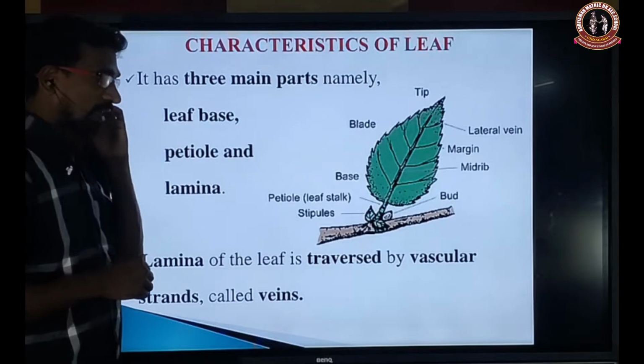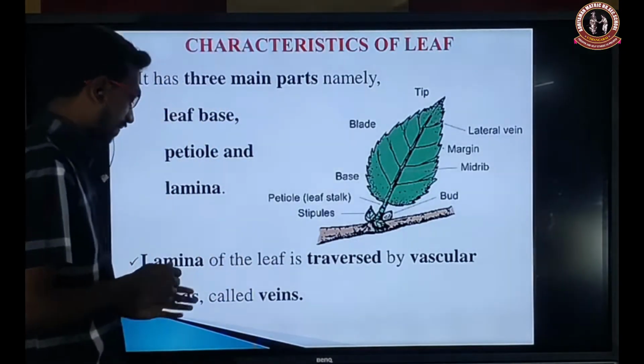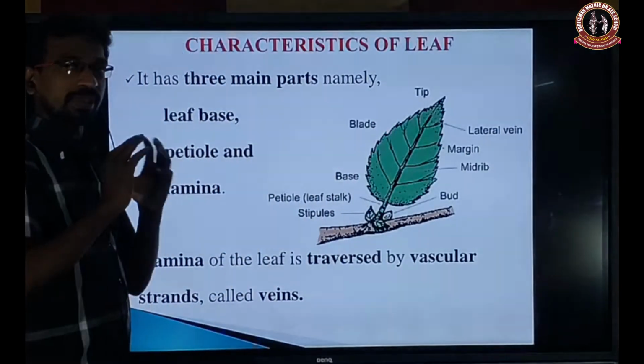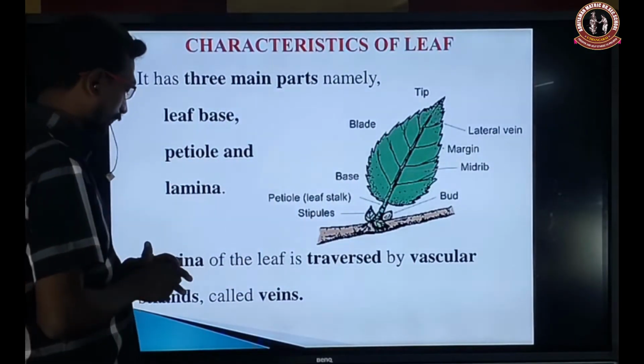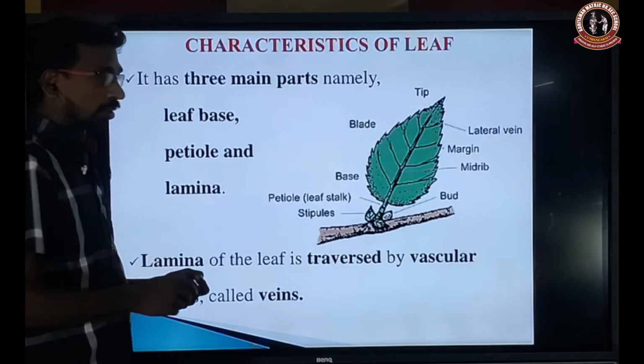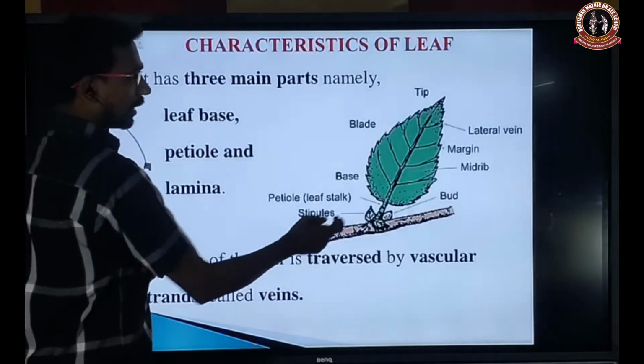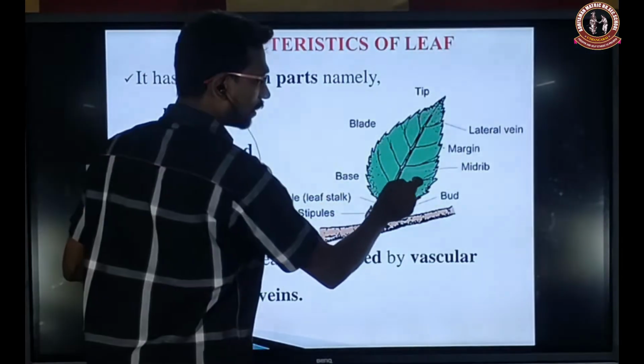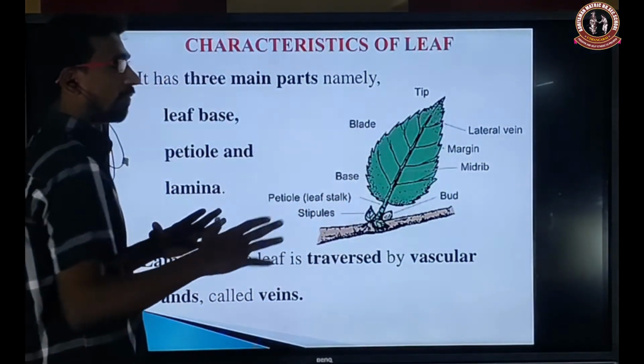The lamina of the leaf is traversed by vascular strands through the midrib. Through the midrib, it is traversed by vascular tissues. These are called veins. The midrib is a vein, and it further divides to form veinlets.